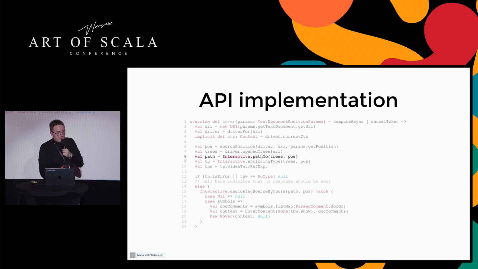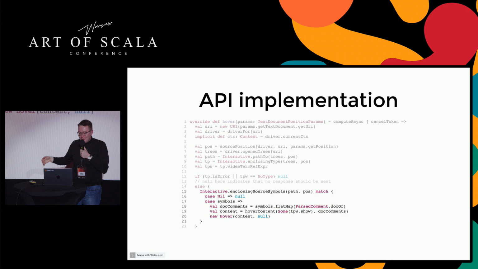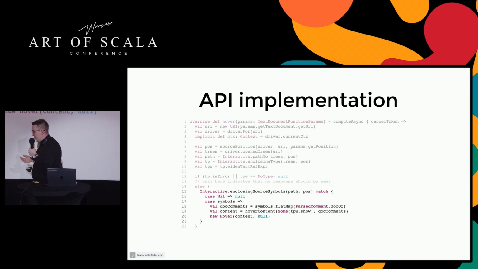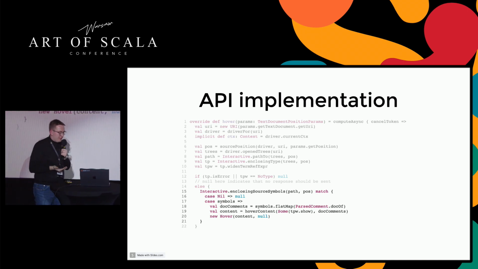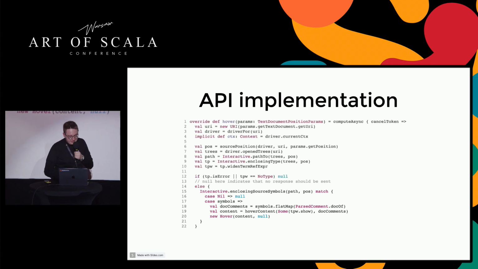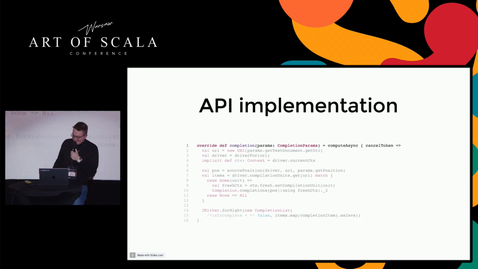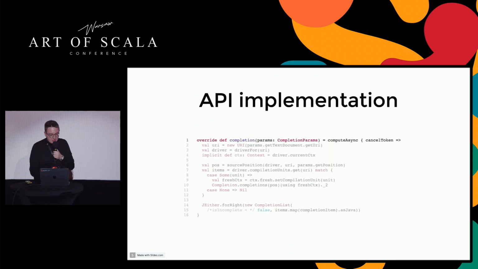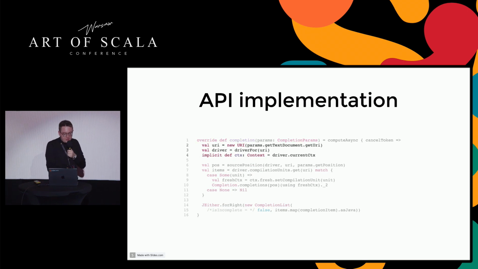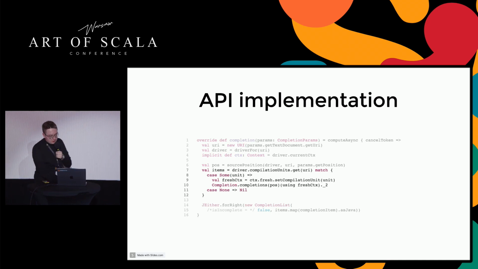Then we calculate something called path. Let's not delve into this. Then we calculate the type. And then we find the enclosing source symbol, which we then modify to display it in your IDE. So let's go to the next definition, completion. The steps are the same. We create a driver, we have the context, which is the state of the compiler, and we basically run a method called completion.completions.